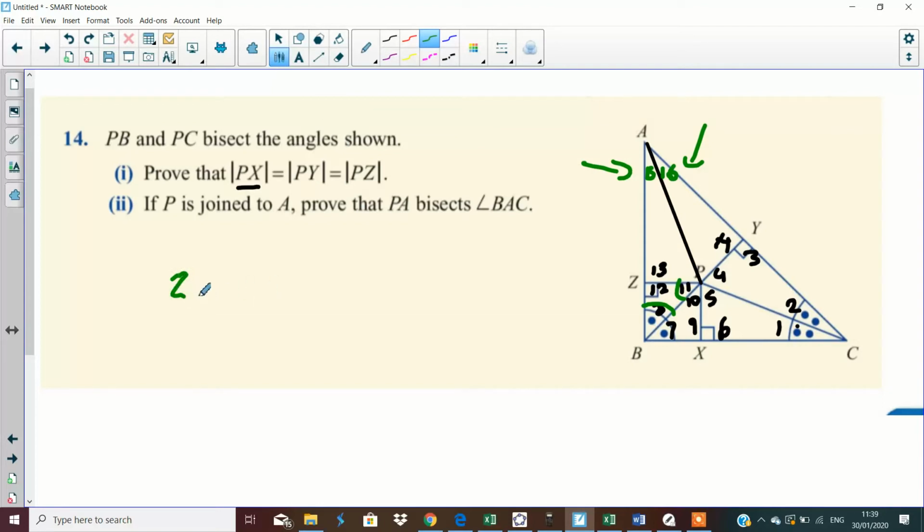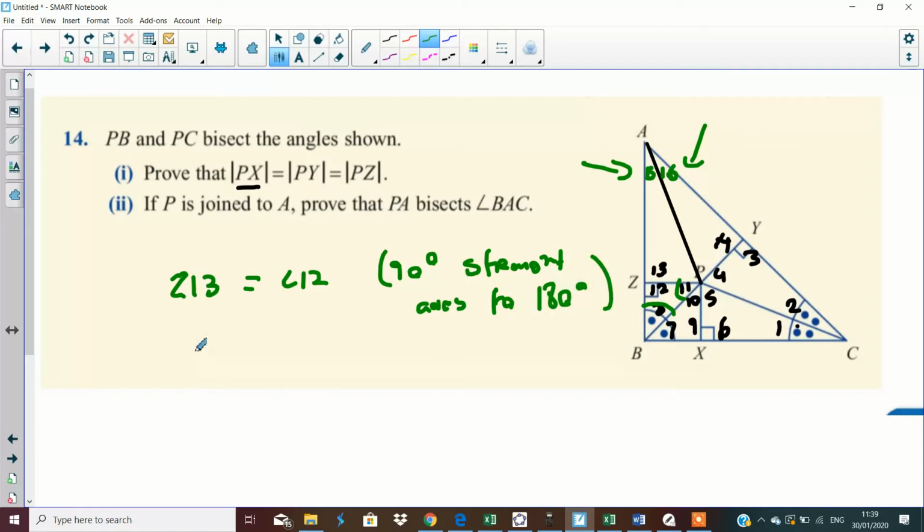Angle 13 equals angle 12. Why? Yeah, 90 degrees. A straight angle has to add to that. We can also say the same for angle 14, can't we? Angle 14 has to equal angle 3. Therefore, angle 13 equals angle 14. So we've initially shown that that one equals that one. Everybody cool with that? Okay.